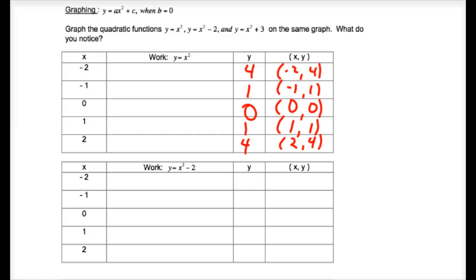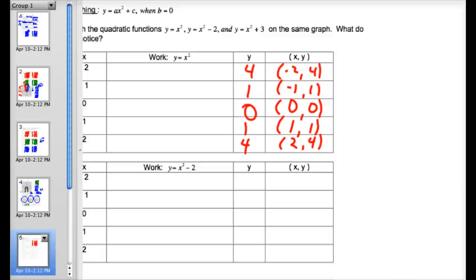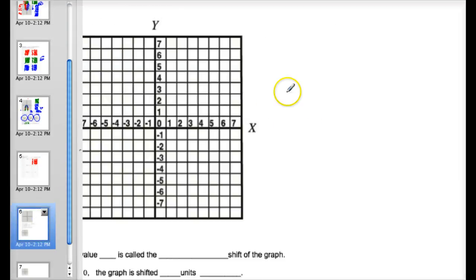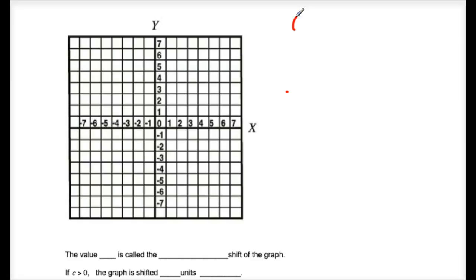But now, what happens if there's a C? Then you subtract 2 from it. This is the parent function, which we're going to graph real quick. Go to the very last page, I think that's where the graph is. Graph the parent function again: negative 2, 4; negative 1, 1; 0, 0; 1, 1; and 2, 4. If you have a C, then it won't be on the origin.